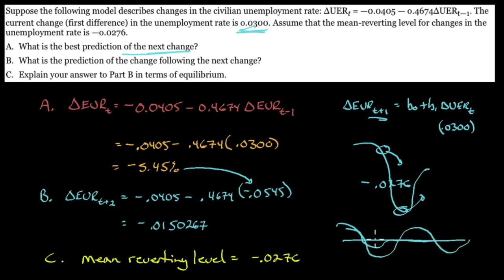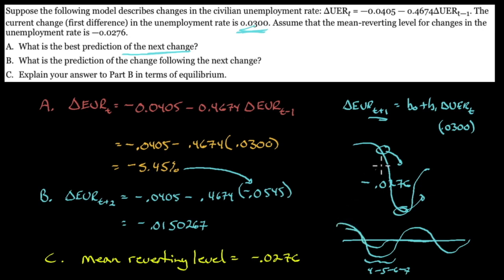That does not mean in the very next period either. This span of time here could span 4, 5, 6, 7 periods. It could be a couple of years before it finally gets back there. It depends on the strength of that mean reversion.